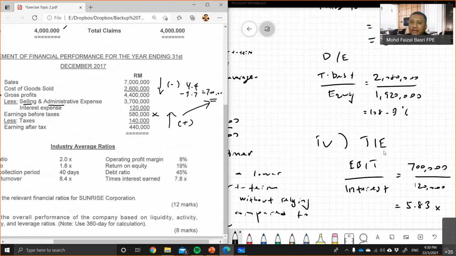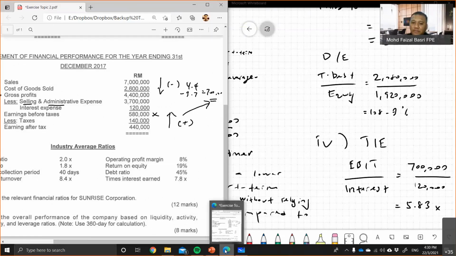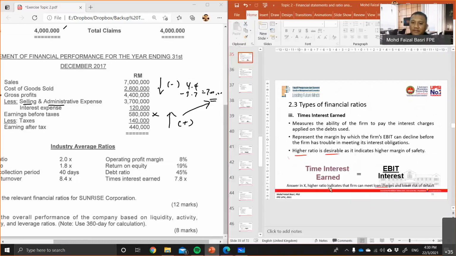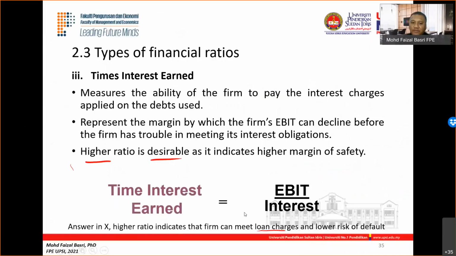Okay, remember? Debt to assets or debt ratio and debt to equity, the lower the better. But for times interest earned, the higher the better. So in this case, the company has less. So it has lesser ability as compared to the industry average. So if you want to comment, you can specify: Okay, Saras Corporation has lower ability to meet loan charges.